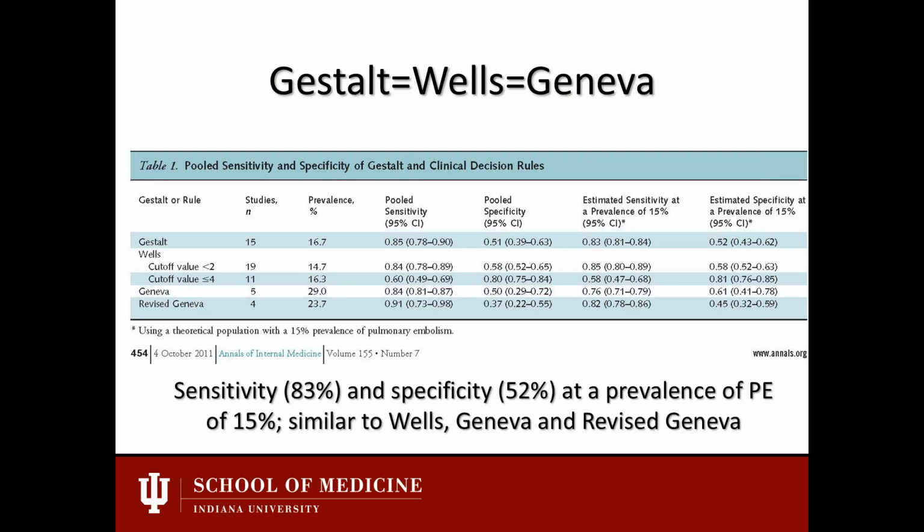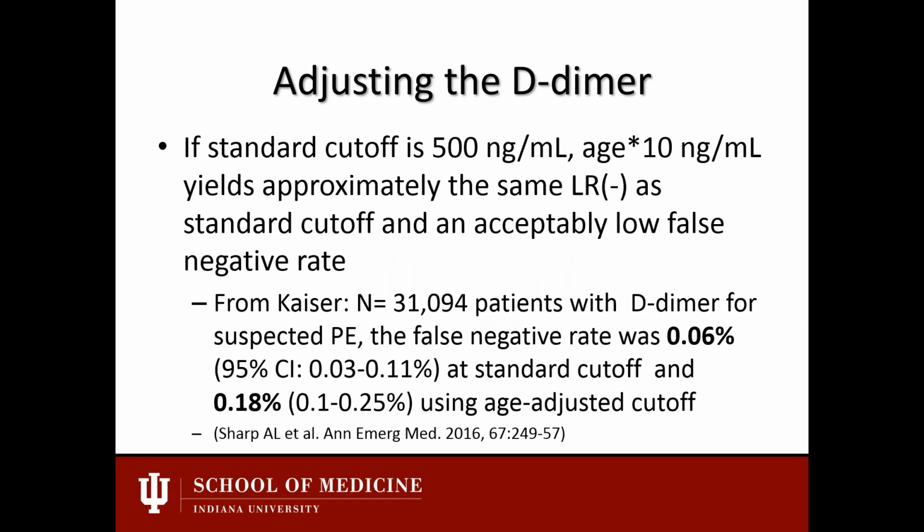Let me show you these data to make sure you believe me about gestalt. This is a meta-analysis done by Will Lucasson a few years back that indicates that your gestalt is just as good as a non-high probability Wells or Geneva criteria, with the sensitivity and specificity shown there below. So just asking yourself the question, do I think this is a non-high probability patient? It is reasonable and prudent and adequate to rule out PE with a negative high sensitivity D-dimer plus non-high pretest probability.